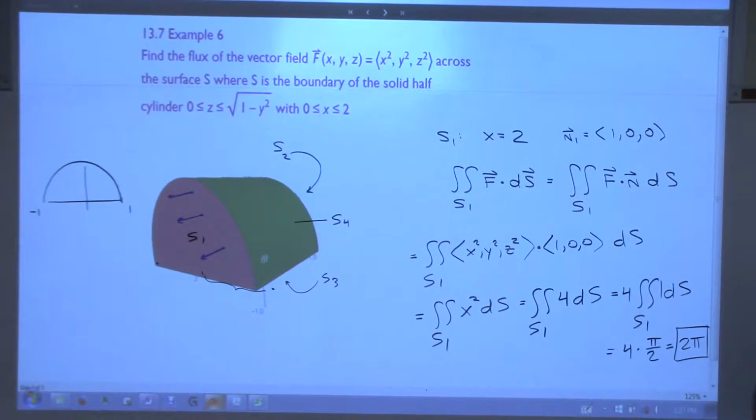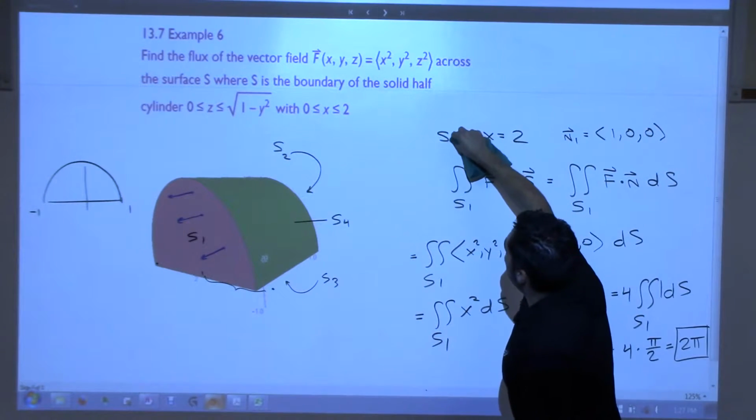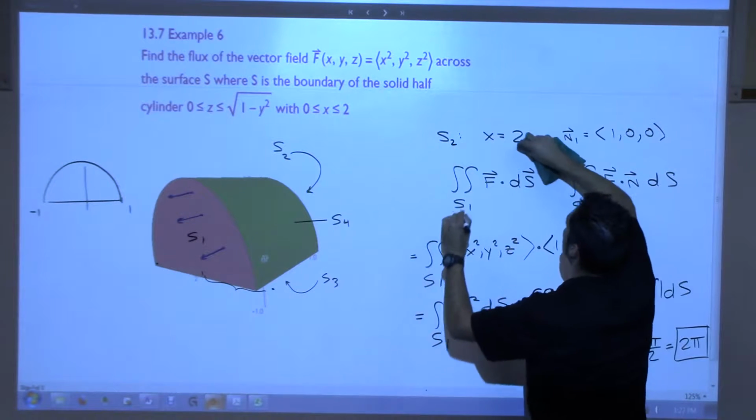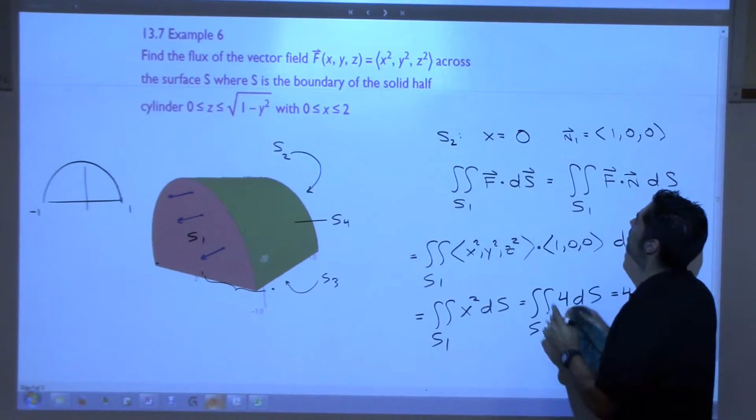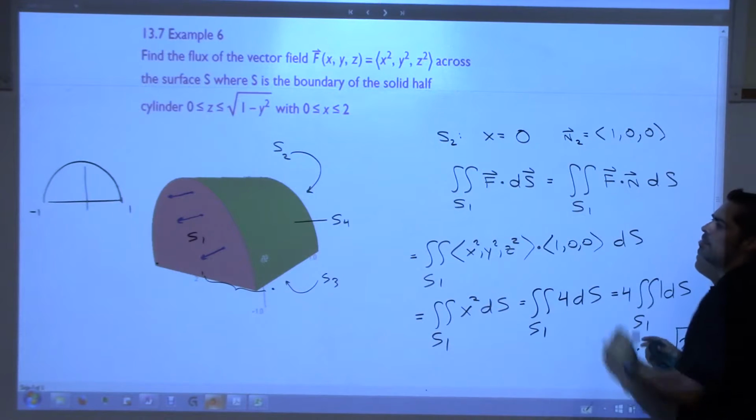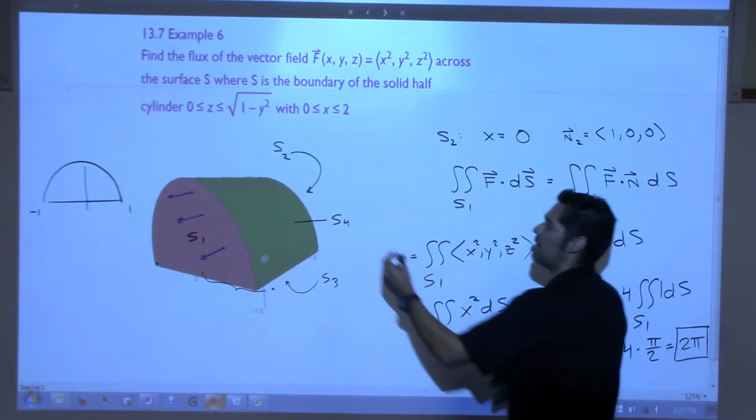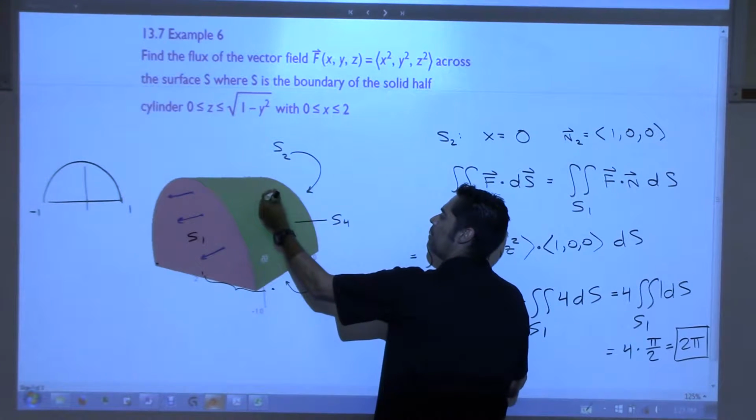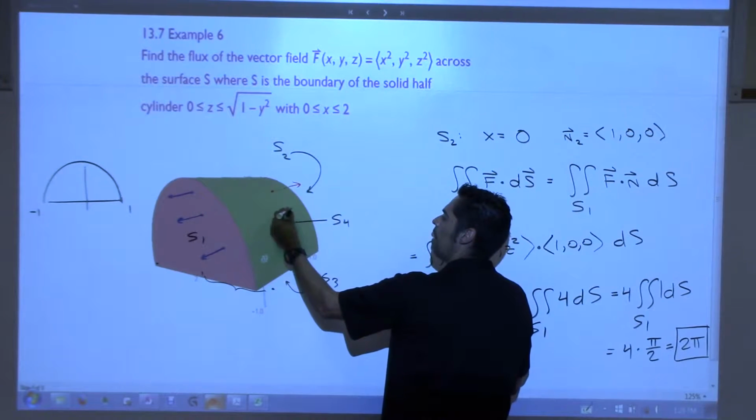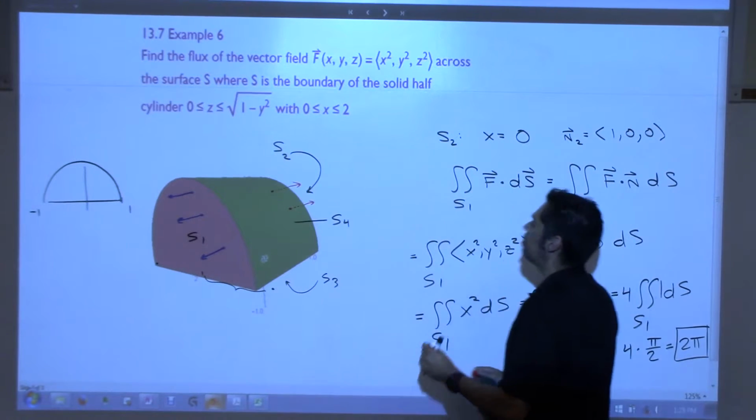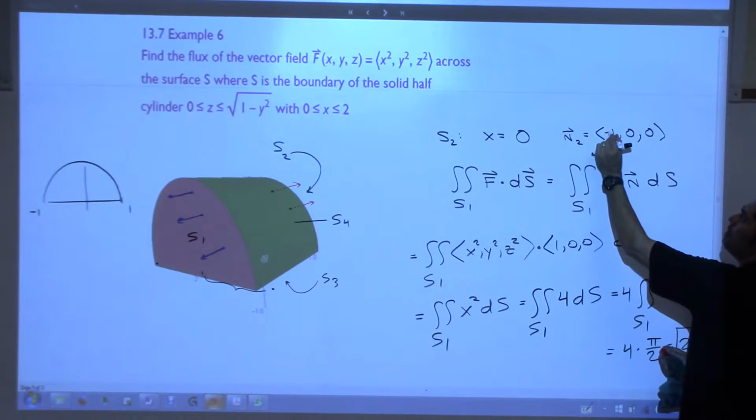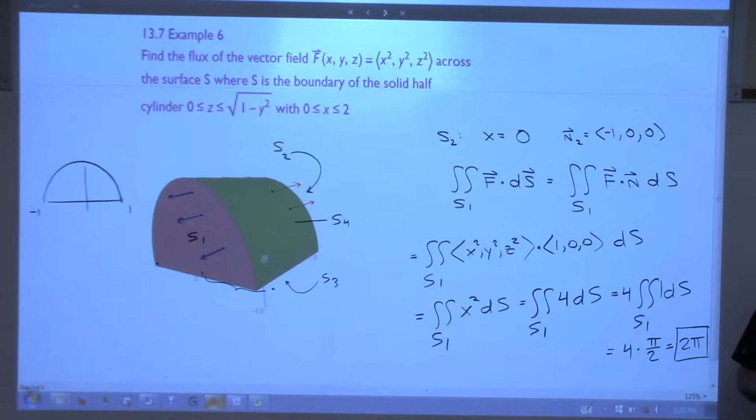Now, let's do S2. S2 is going to be the one that I almost did a second ago. What's the only thing that changes with S2? That becomes 2. That becomes 0. Am I using the same normal vector? Hold on. It should point the other direction because they're coming out the back side. You can't really see them. They're back there, pointed out that way on the back side. So they should be what? Negative 1, 0, 0.